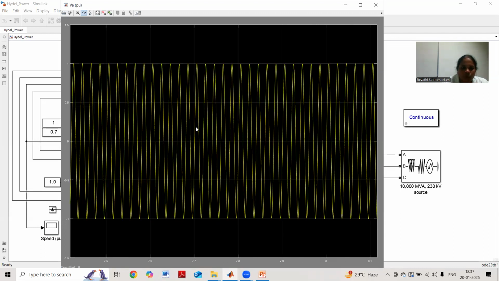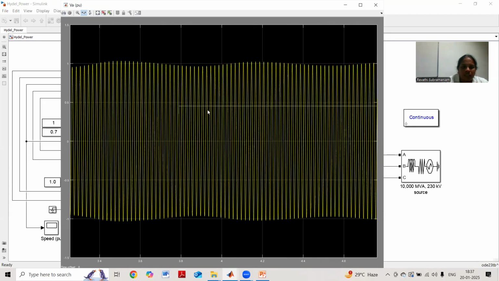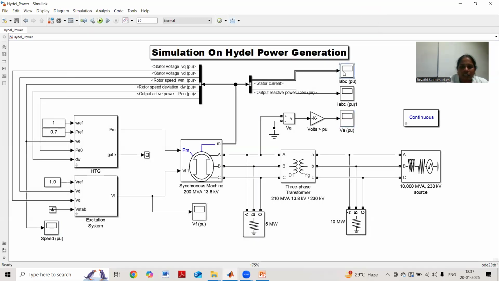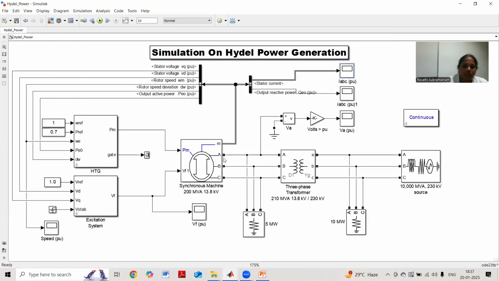So this is the output voltage of your turbine. It is a pure sinusoidal wave, right? So I can see the output of the turbine, and here I can see the stator current, that is the three-phase stator current as the output of the Hydel power generation. This is a simulation diagram explaining how the power has been generated by using Hydel power and what will be the voltage and the stator current of the Hydel power generation.